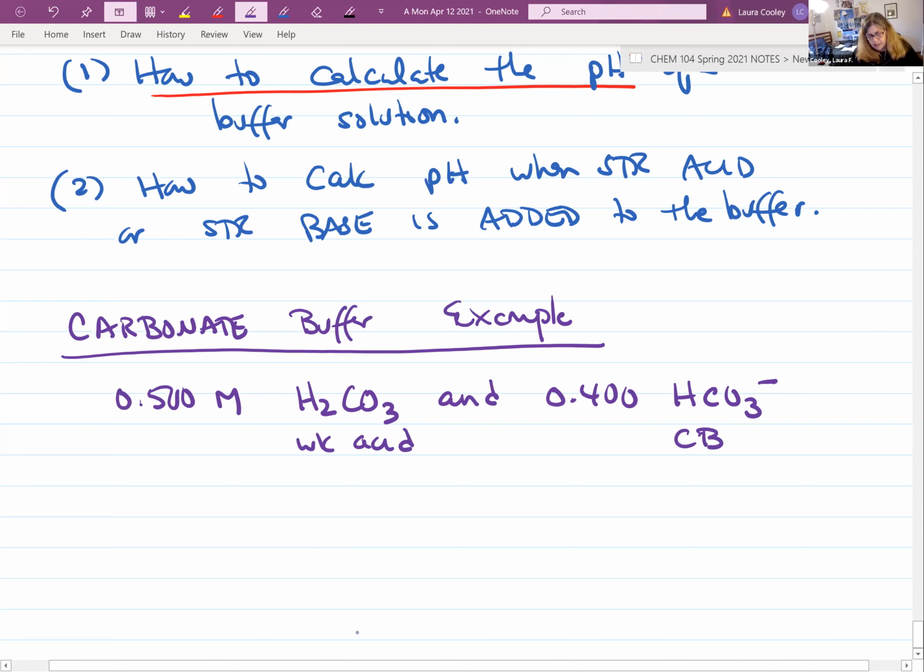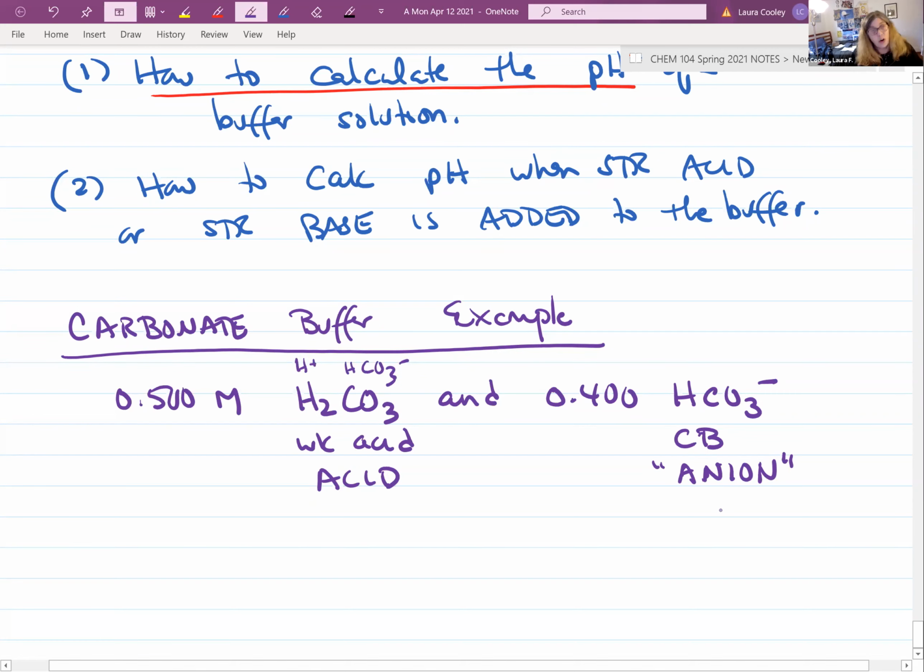I just want to point out that we also sometimes call this just simply the acid, and sometimes we call this the anion, because if you take away an H plus, the anion is HCO3 minus. But you have to realize that's the conjugate base of the weak acid. So the first thing is, what is the pH of this solution? Now we know how to figure this out. In fact, we did an example of this in lab just last week, when we had acetic acid and acetate in the same solution.